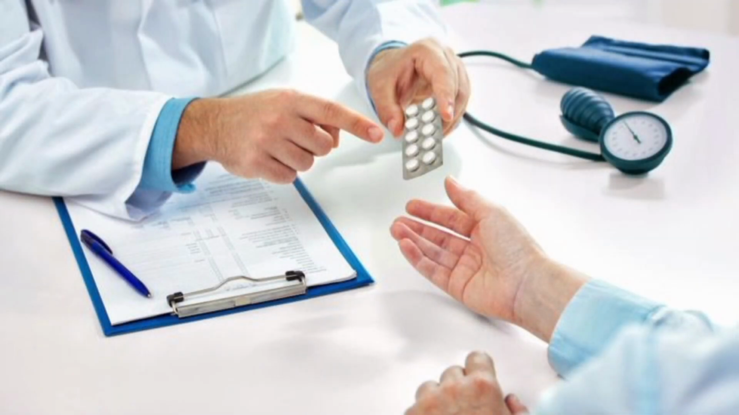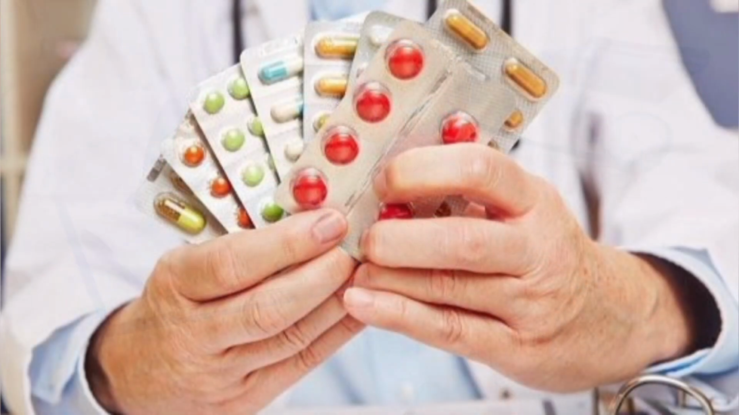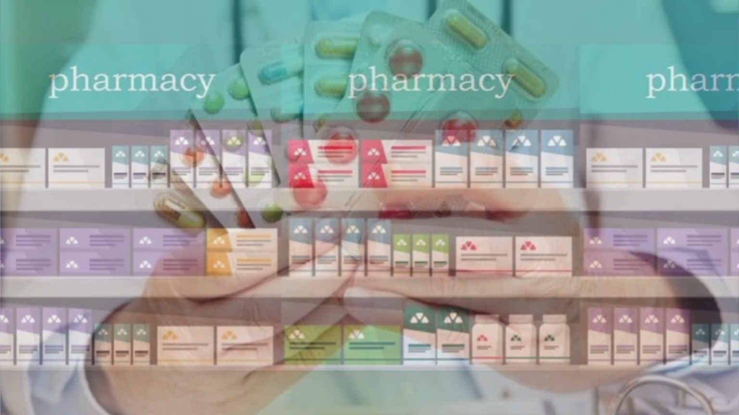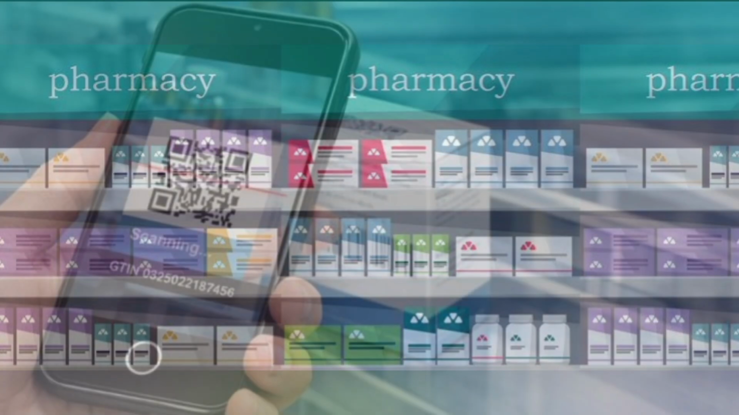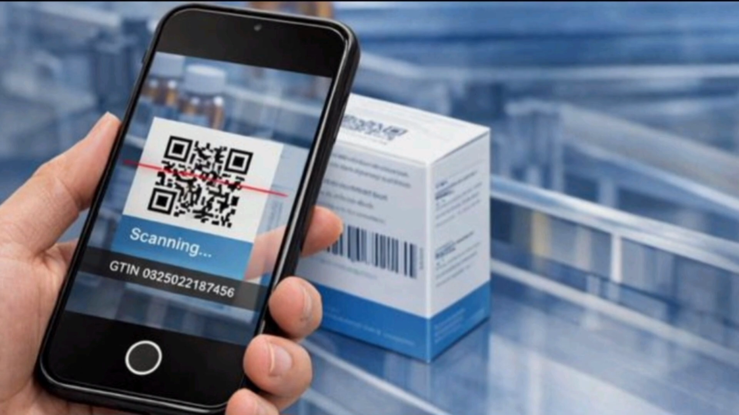Pharmaceutical companies use QR codes for product tracking and traceability. Regulatory authorities also encourage the use of QR codes for safety. This technology increases transparency in the supply chain. Thus, QR codes contribute significantly to patient safety and drug security.